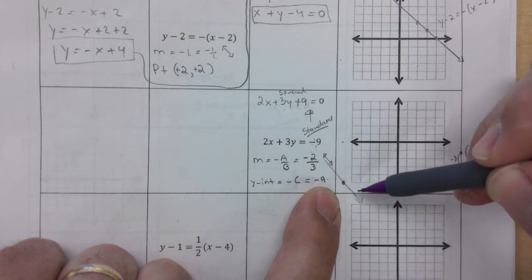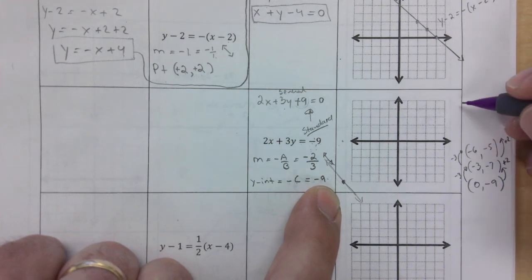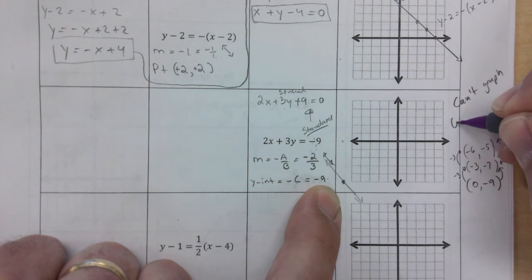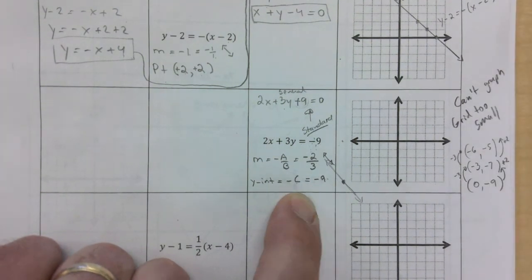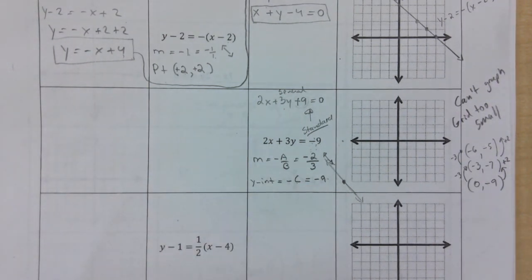You can't graph it on this little graph. Okay? Can't graph. Grid too small. But you could have graphed it if the grid was decent, right? So you could do it in one of those that I gave you. So my bad, I have to fix that.